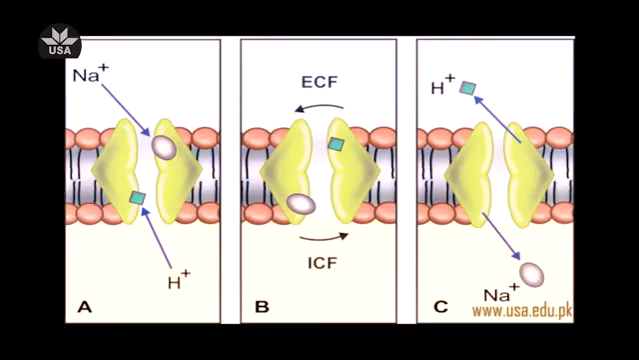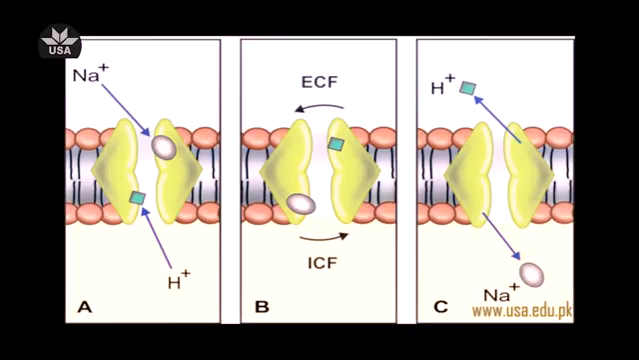Sodium-hydrogen counter-transport. In this system, hydrogen ions are exchanged for sodium ions. It means when sodium ions move from one compartment to another compartment, hydrogen ions replace them, and this occurs in the renal tubular cells. The sodium ions move from the tubular lumen into the tubular cells, and the hydrogen ions move from the tubular cells into the lumen. It means that sodium and hydrogen basically replace their positions.